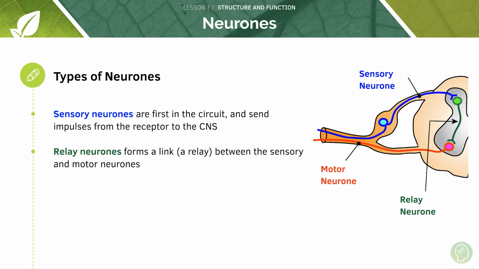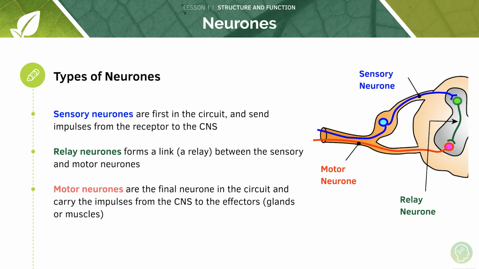And then the third neuron comes off, and this is the motor neuron, and this transmits impulses from the CNS to the effector organ. And so this effector organ will either be a muscle or a gland.